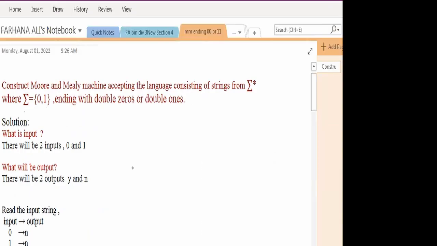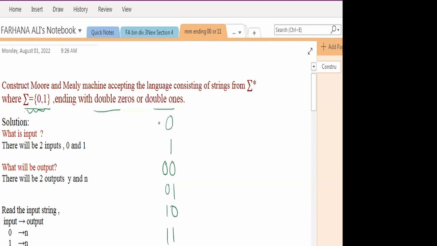Today we will describe a Correlating Machine for the binary number system ending with double zeros and double ones. From where did we come to know this is a binary number system? From sigma equal to {0, 1}. So whenever we have sigma equal to {0, 1}, we have to generate binary numbers. Let us generate binary numbers: 0, 1, 00, 01, 10, 11, 100, 101, 110, 111, and so on.